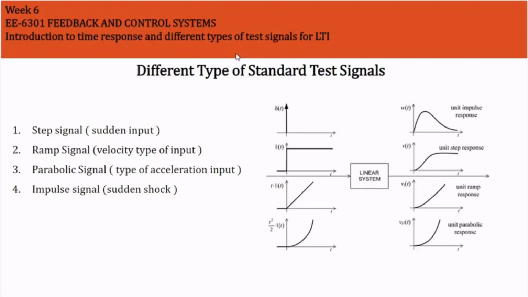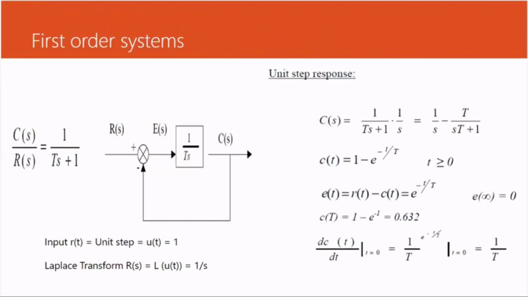Then lastly is yung unit parabolic response po natin wherein the input can start from a minimal value but it will increase exponentially over time with respect to its output. Okay, so that is the different type of standard test signals that you will or you can encounter in LTI system. Okay. So we have here the first order system.